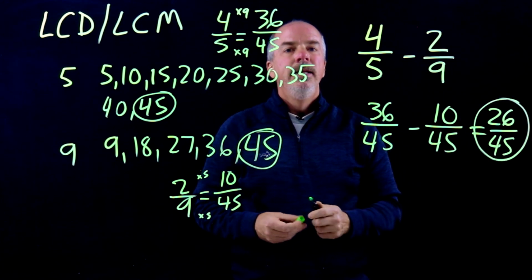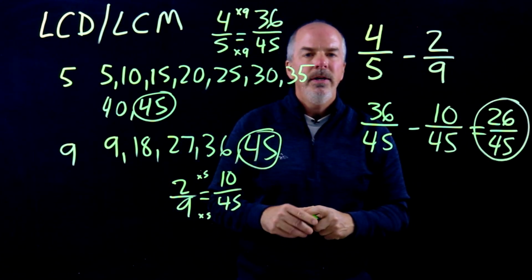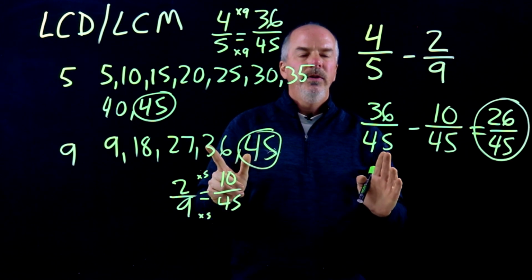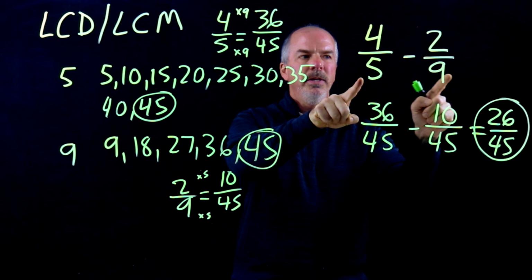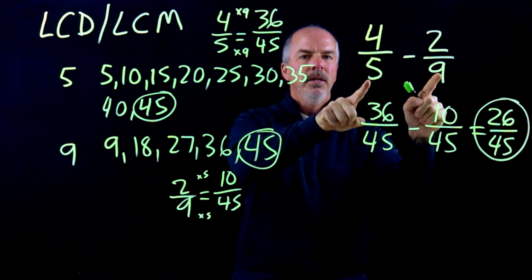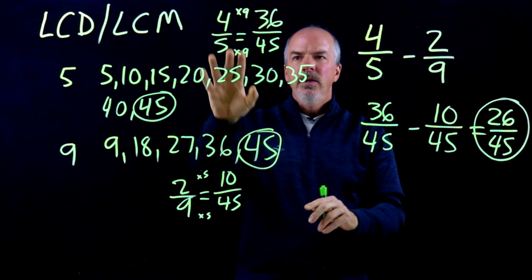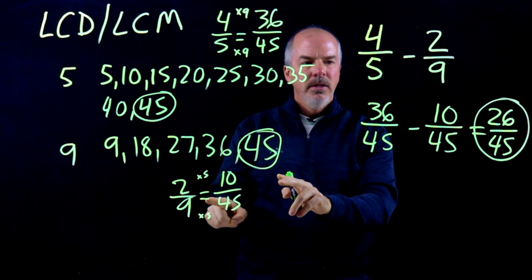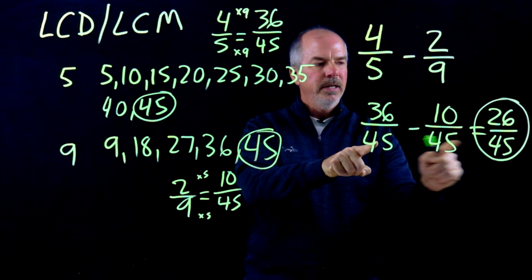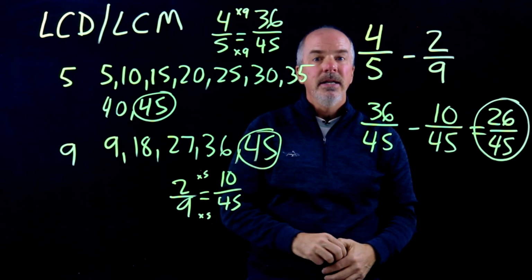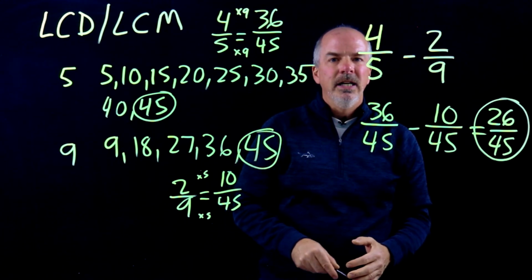All right, so there you have it. Again, a quick review on how we do this. We have to have a common denominator to be able to subtract. Once we get a common denominator, we get equivalent fractions, and then we subtract the numerators. Our denominator stays the same, and that's how we subtract when we have unlike denominators.